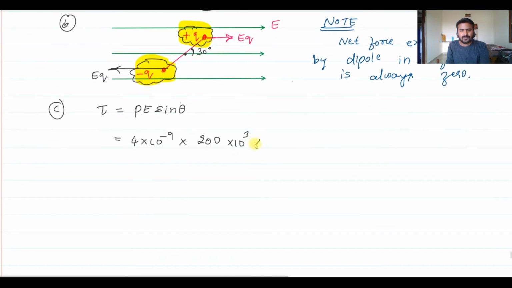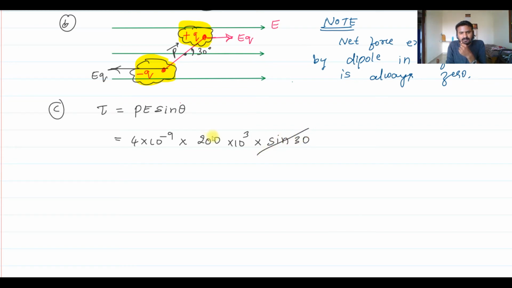And then sine of the angle between the dipole moment and the electrical field. Dipole moment direction is from minus q to plus q, and the electrical field is to the right. So the angle between dipole moment and the electrical field is 30 degrees. So sine 30. Sine 30 is how much? 1 by 2, right?